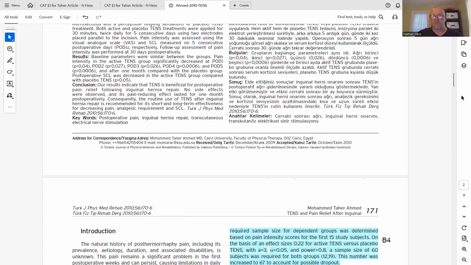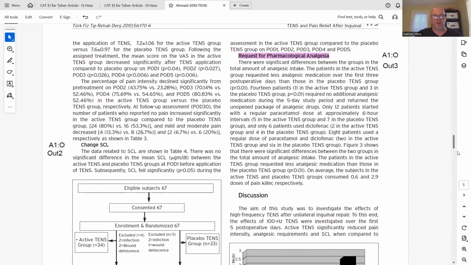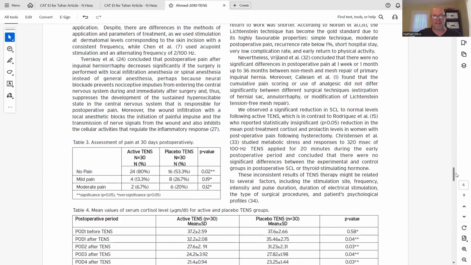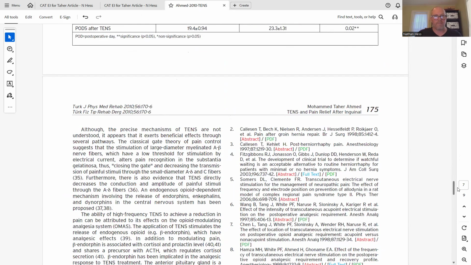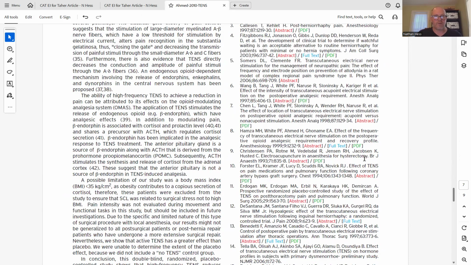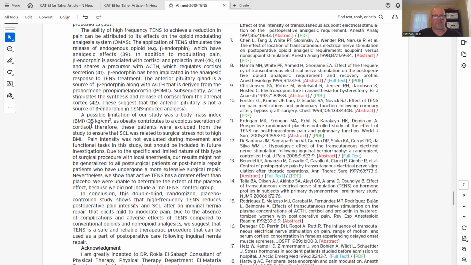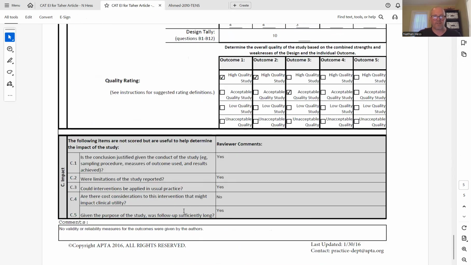Were the limitations in the study reported? Yes, they were. There's a whole section here in the discussion that talks about their limitations. I didn't mark that there. So here we go. Limitations here talks about what they could have possibly done differently. So yes, that's recorded.